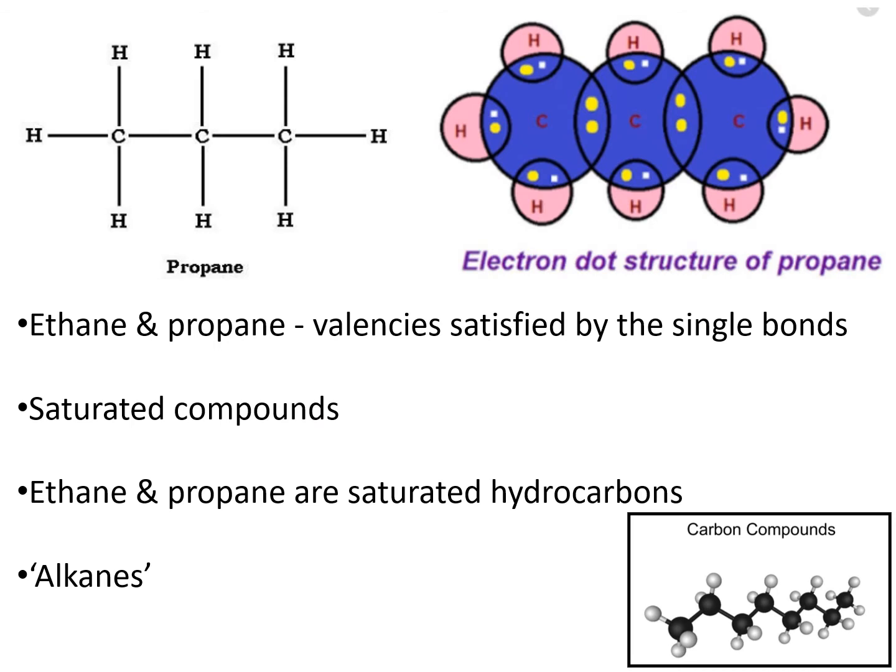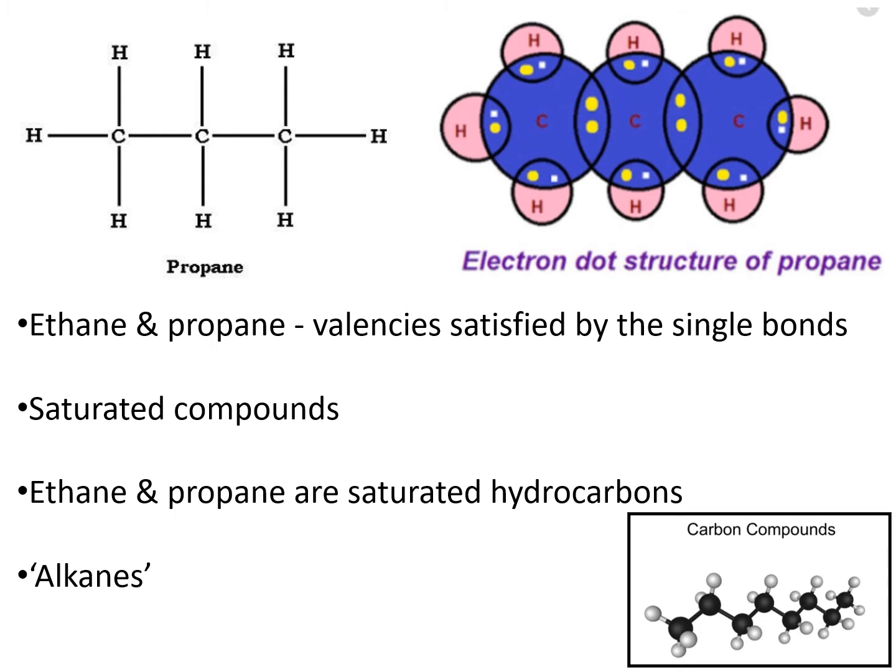The next one is propane. In methane, ethane and propane, the valencies are satisfied by single bonds. In ethane and propane, the carbon-carbon bond is only a single bond in nature, and the remaining valencies are fulfilled by hydrogen atoms. The electronic dot structure of propane is also shown in the adjoining figure.